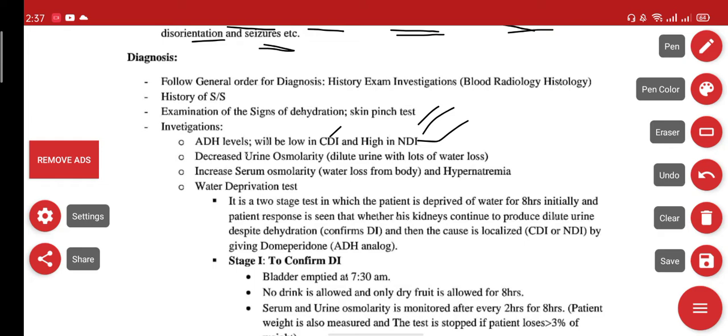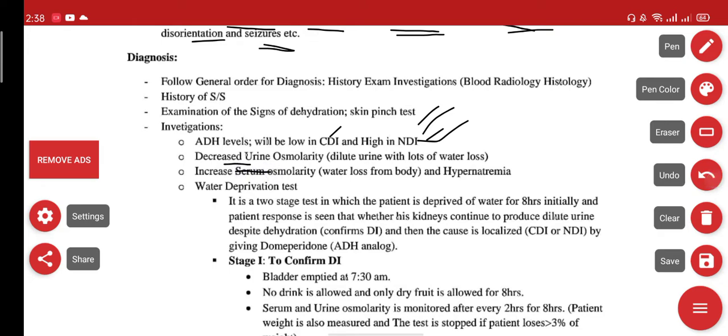In nephrogenic diabetes insipidus, the kidneys are not responding, so the pituitary and the hypothalamus try to make them respond by producing more and more ADH. As a result, there will be high ADH in nephrogenic diabetes insipidus. Moreover, the urine osmolarity will be decreased in this patient. In the diabetes insipidus patient, the urine osmolarity will be low. That is because you are losing a lot of water, so your urine will be diluted.